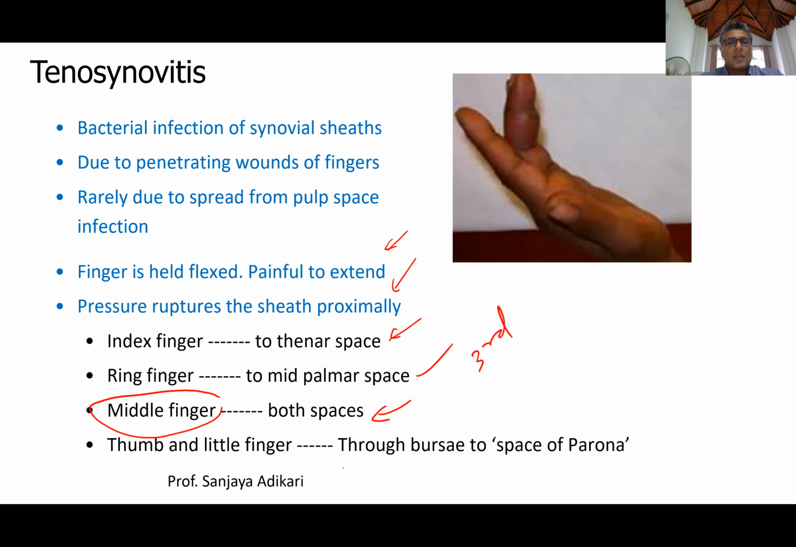And for the thumb and little finger, the infection can directly spread into the forearm space because they continue into the forearm, as I said before. The ulnar bursa and radial bursa continue into the forearm space of Parona.